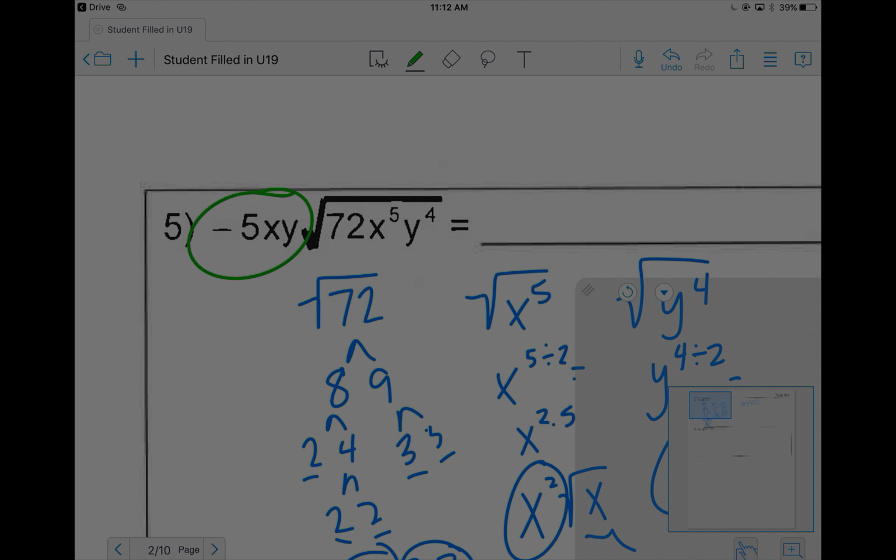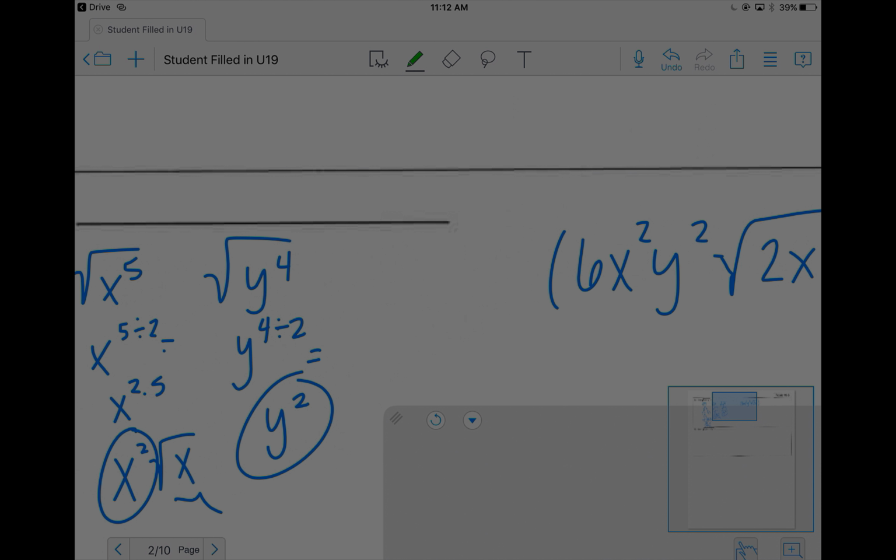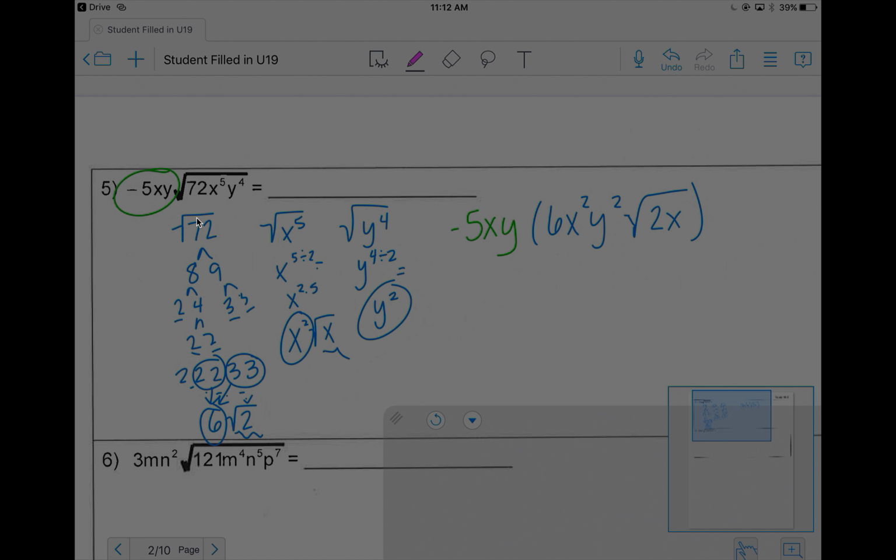And then out front, I had a negative 5xy that I'm now going to take part in. So all of the blue was me simplifying the square root. Remember, if you type a square root into your calculator and you don't get a nice number, then you should end up with at least something left under the square root. So I simplify my number, simplify my x's, simplify my y's, and then put it all together. Whatever's out front goes out front, whatever's inside the square root is inside the square root. And now I'm bringing that piece from the beginning, the negative 5xy, back into my problem to simplify further.